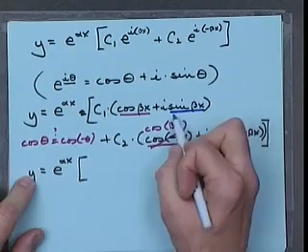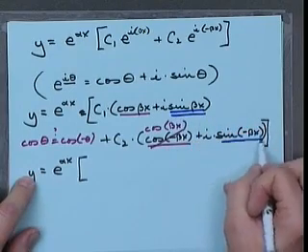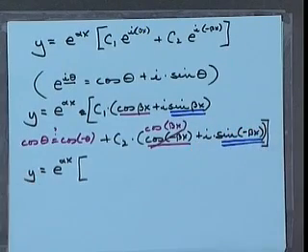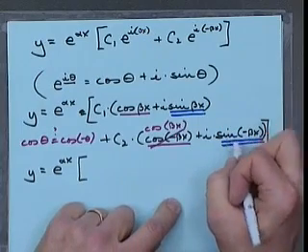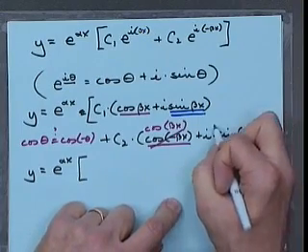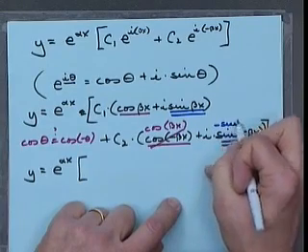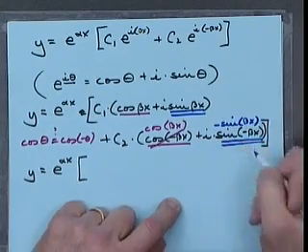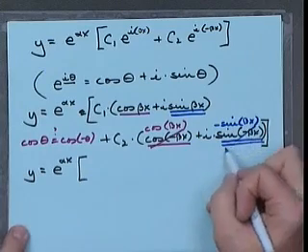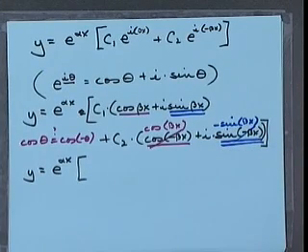Is the sine of beta x the same thing as the sine of negative beta x? It's the negative of it. Why? Because the sine is an odd function. So sine of negative beta x is the same thing as negative sine of beta x. So we'll get rid of that. So now everything is in terms of beta x.